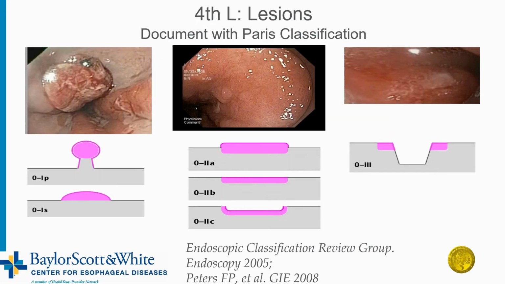The fourth L is lesions. When we do encounter a visible lesion, it is important we describe it. A recommended classification system is the Paris classification system to denote polypoid and sessile lesions, relatively flat lesions, or excavated lesions. We know that those lesions that are protruding or excavated are at higher risk for carrying submucosal invasive disease than those lesions that are slightly raised or completely flat.